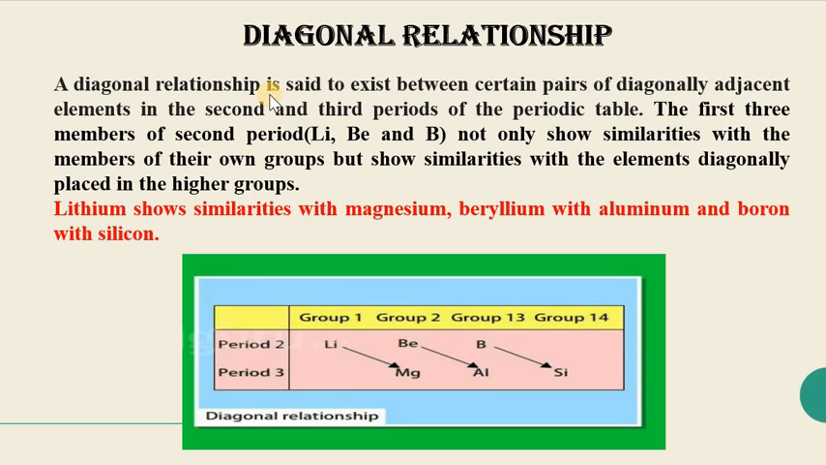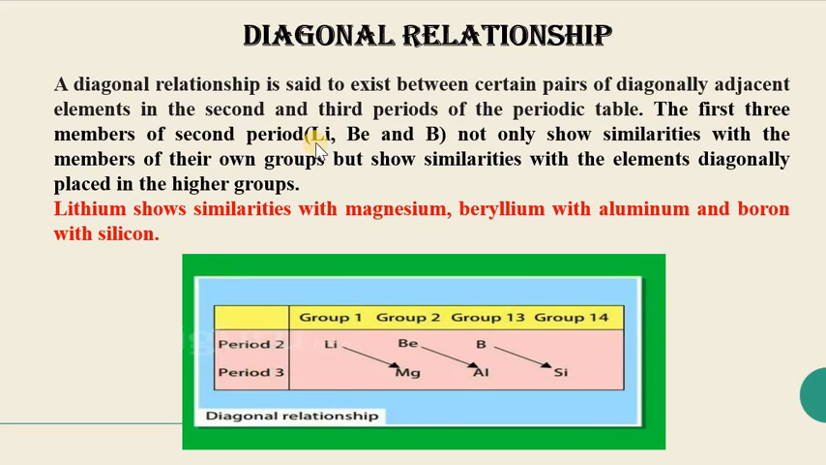Next is diagonal relationship. A diagonal relationship is said to exist between certain pairs of diagonally adjacent elements in the second and third periods. So if we are talking about bridge elements, diagonal relationship and typical elements, the second and third periods are very important. Clear? So the diagonal relationship exists in the second and third periods of the periodic table.